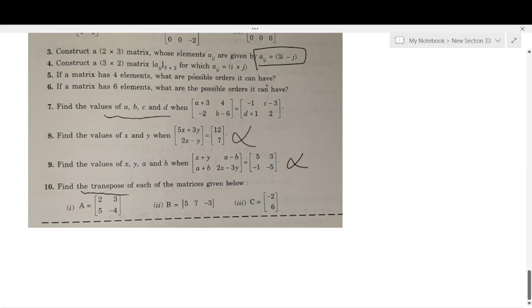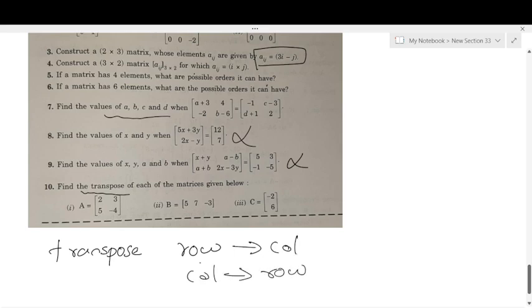Can you read this? What's the word given, students? Take the transpose. Actually, this definition they haven't given in the textbook. They have missed it out. Transpose is nothing but conversion. Row you have to convert into column. Column elements you have to convert into row. This is known as transpose.